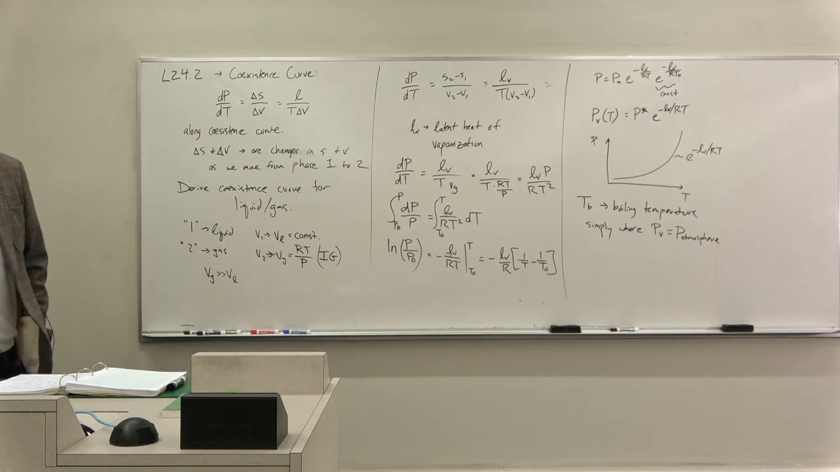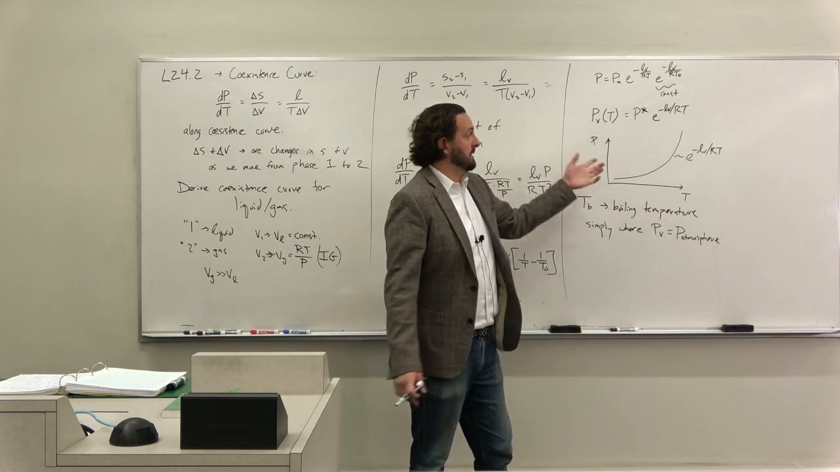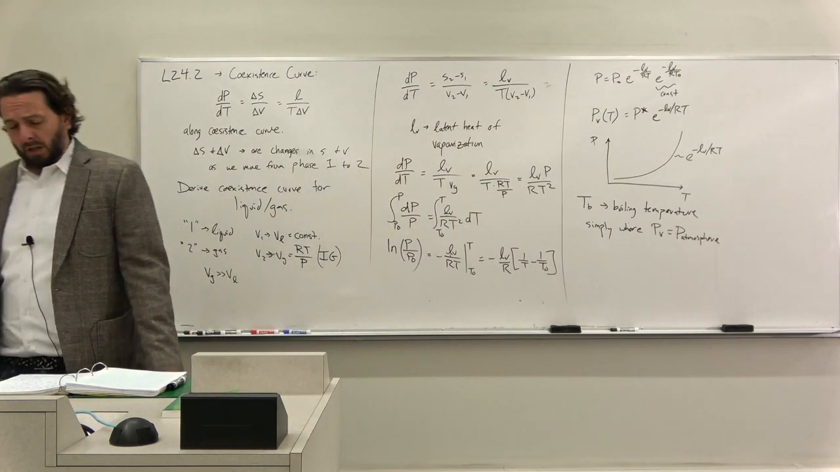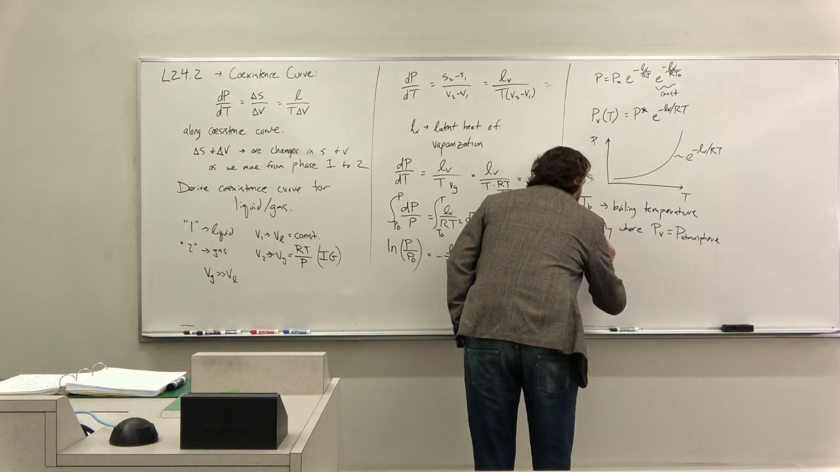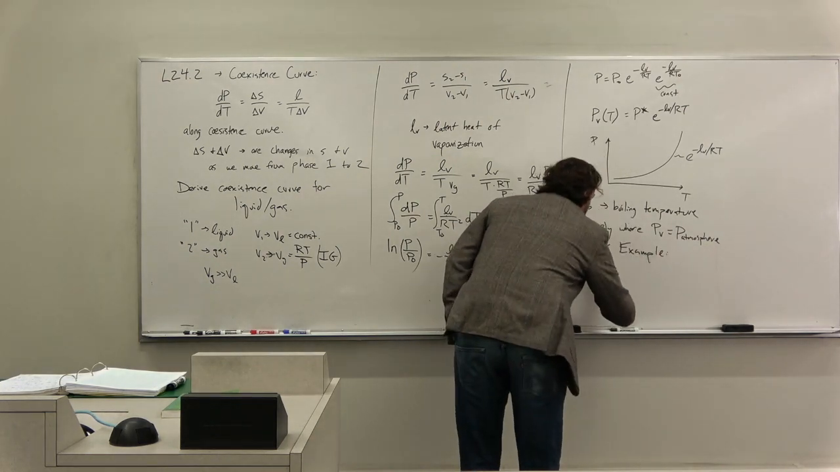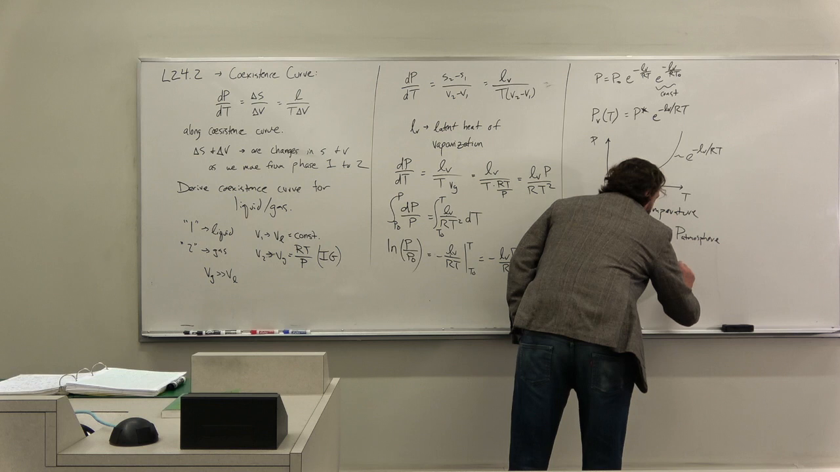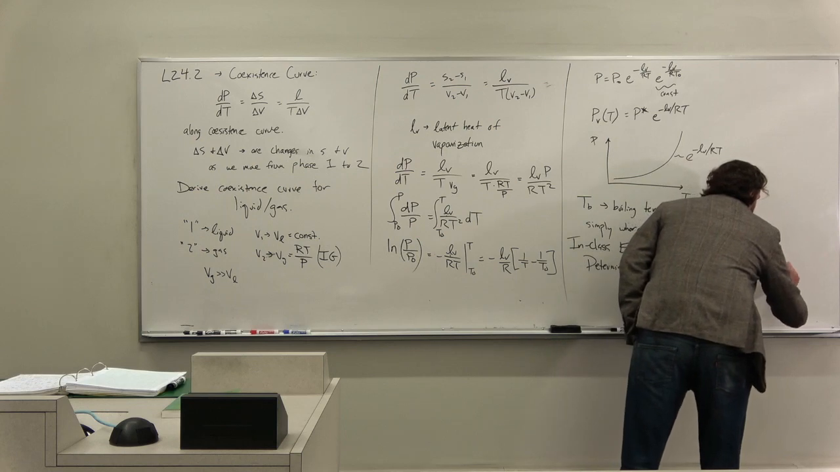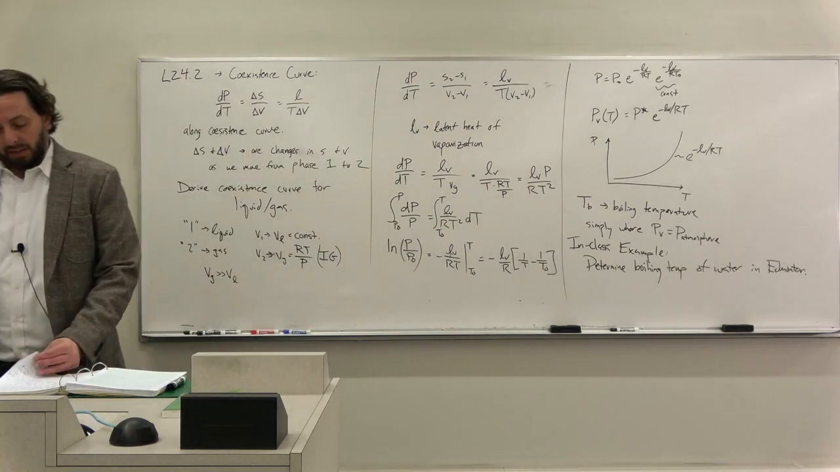And so we now have our coexistence curve of a liquid gas. So this is generically true, right? It's just these constants will change. So let's do an in-class example, where we use this to determine the boiling temperature of water in Edmonton. Okay? So that's what we're going to do in class.